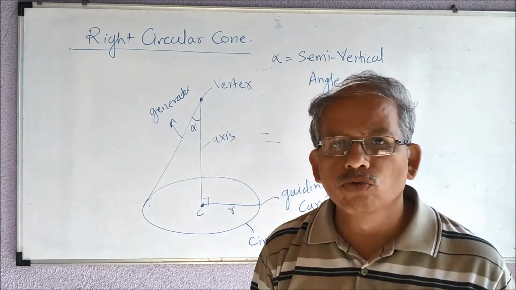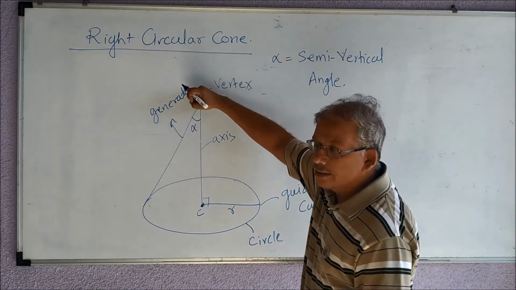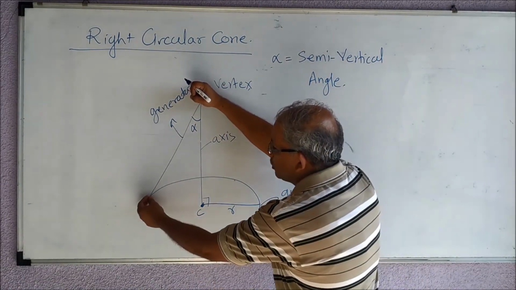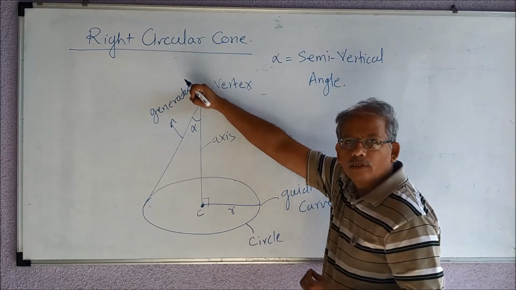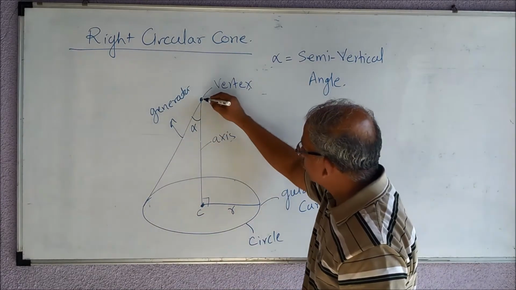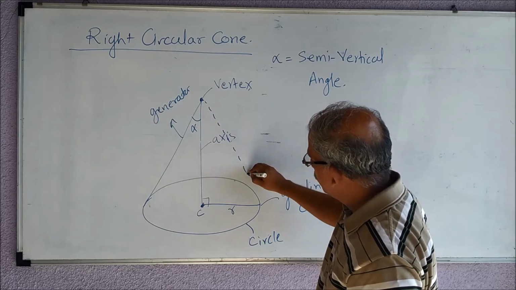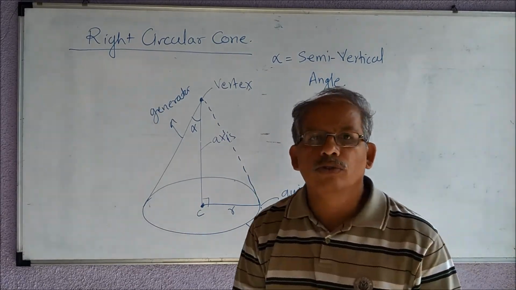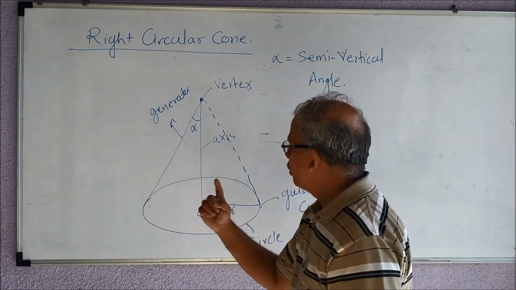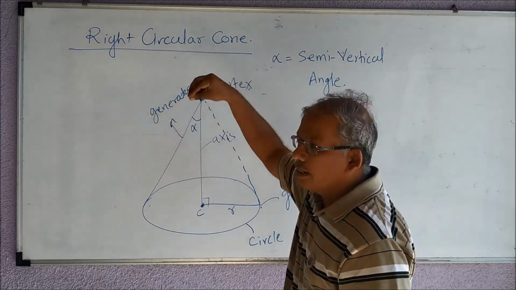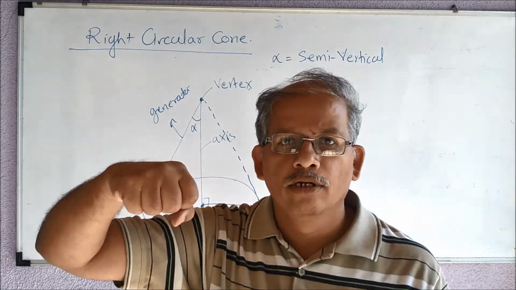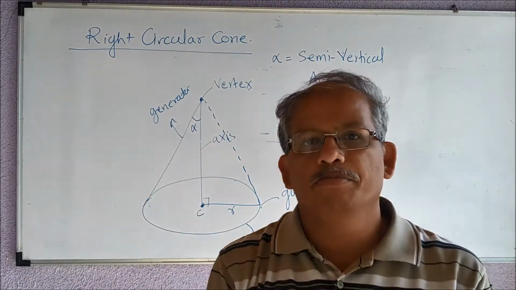Fine. And now what you do is you keep the vertex as a fixed point, and then this generator will rotate in this circle, and thus you will get a cone. So this is a cone. This generator is actually rotating through this circle, and the point at the vertex is fixed. So you will get a cone shape.